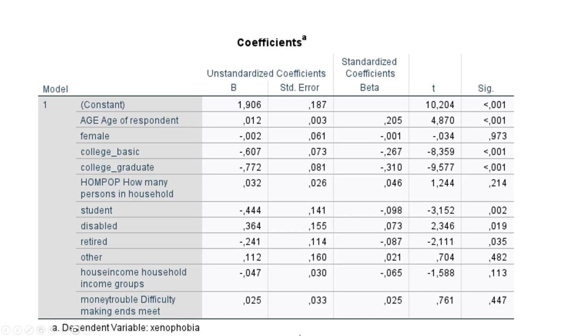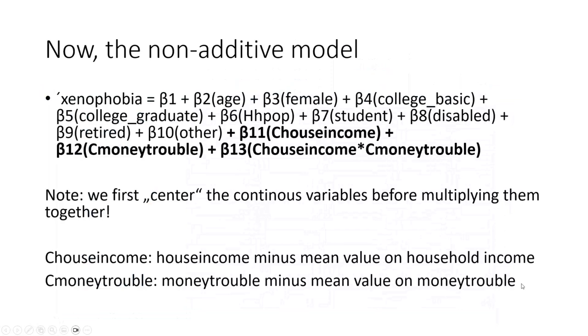However, we might be hiding the effect of economic status if there is an interaction effect between household income and money trouble. So maybe income has an effect on xenophobia if money trouble is large in some households. We cannot see that in this equation because it's an additive model. So now we're going to examine the interaction between income and money trouble.